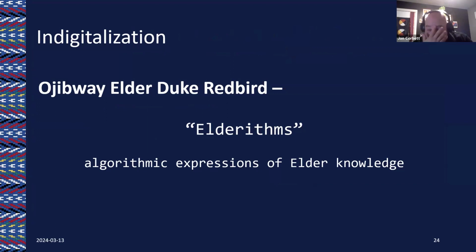And I had heard this comment from an Ojibwe elder named Duke Redbird, who talked about computer programming. He created this word called elder rhythms, which were just algorithmic expressions of elder knowledge. And I loved that so much. I have this in almost every presentation I give because I think that at the essence, it's exactly what it's doing. It's saying how we write our code, if we do it culturally and with respect to the culture and in our language, we are changing the way we understand what an algorithm is and what coding is.